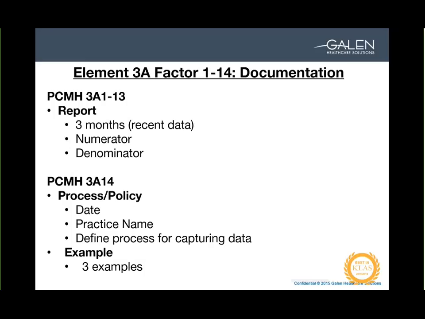And then 14 really is looking about a policy and procedure. Do you really have the ability to go, it does not have to get the unstructured data, but you're going to have to give 3 examples of that. And we've talked a little bit about what examples, and I'll show you some reports and examples to look at.